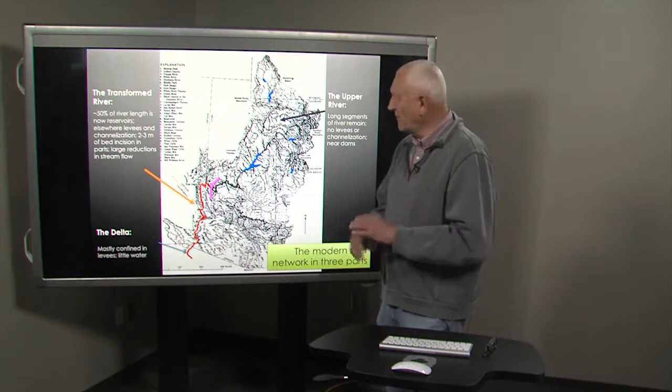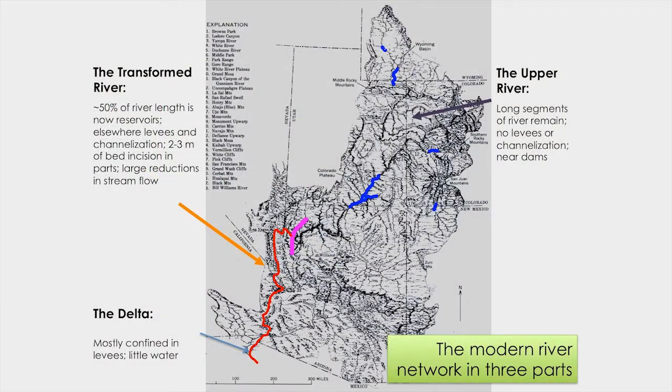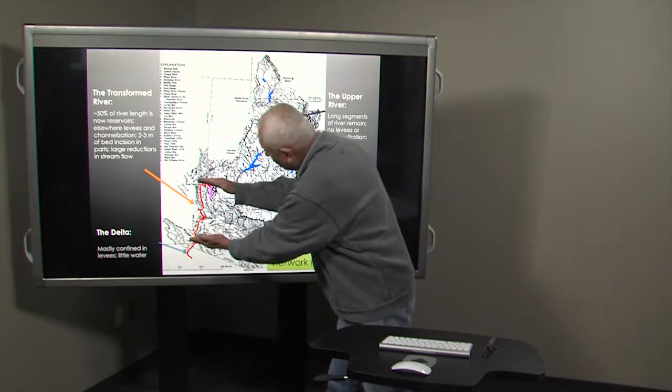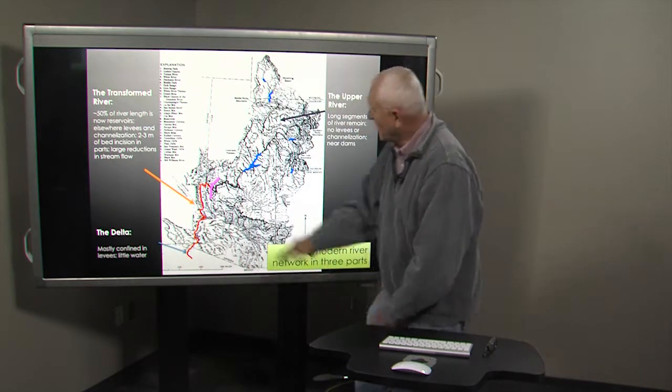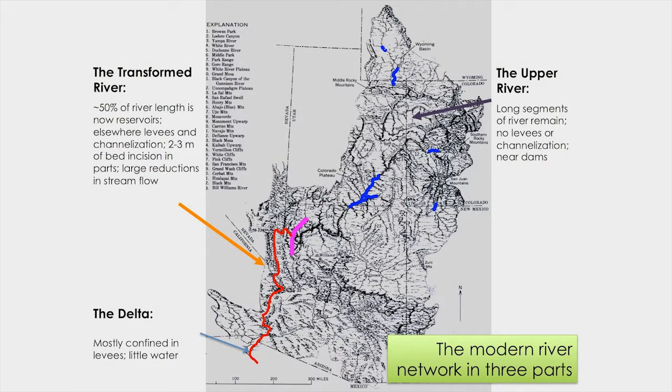The river of today is a very different place, transformed by dams and diversions. And I divide the river into three unequal parts. The Delta, just down in Mexico, an area where the river is confined in levees with almost no flow. The transformed section of the river between Hoover Dam and Yuma, in which approximately half of the total length of the river is now reservoirs, and much of the rest has been channelized or confined by levees.